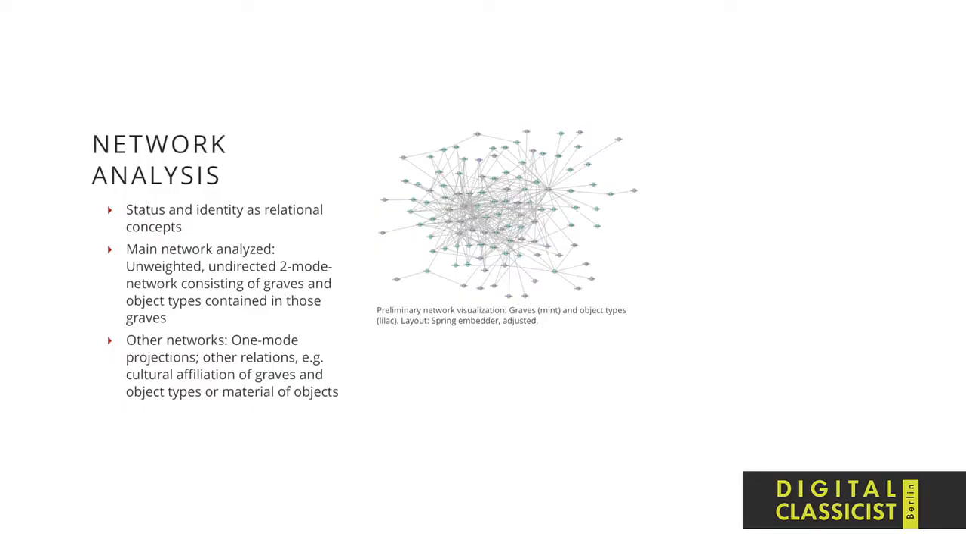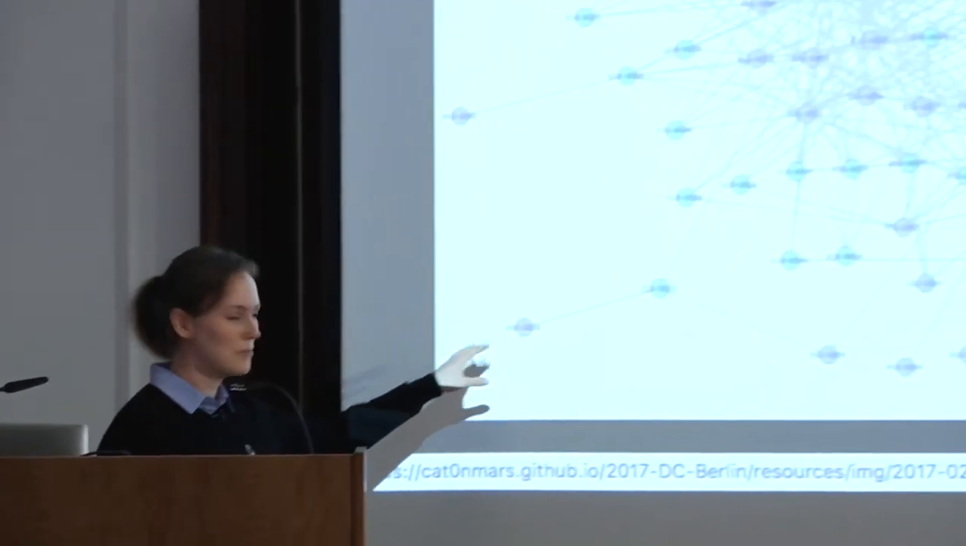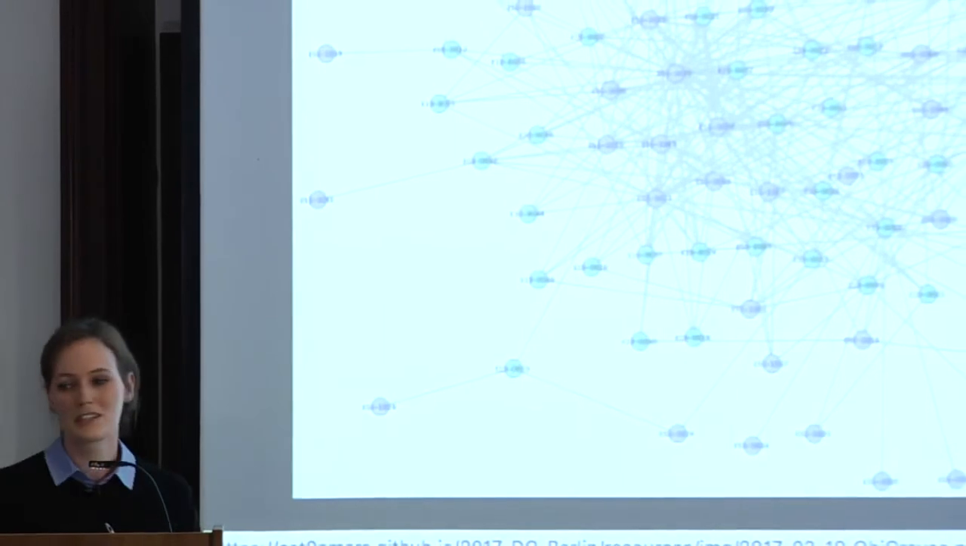Building on these analyses and comparisons of the graves, I want to conduct a network analysis. The basis of this analysis is that I see status and identity as relational concepts, because status is ascribed and identity is generated in interactions with others. The main network that I'm analyzing is a 2-mode network that consists of graves and object types contained in those graves. On the right, I brought an image. So the lilac ones are the object types, I think, and the mint ones are the graves.